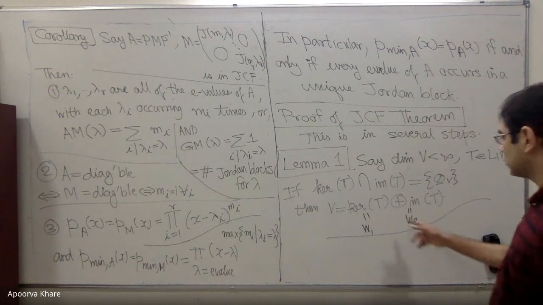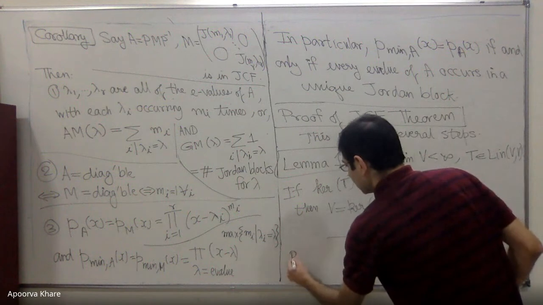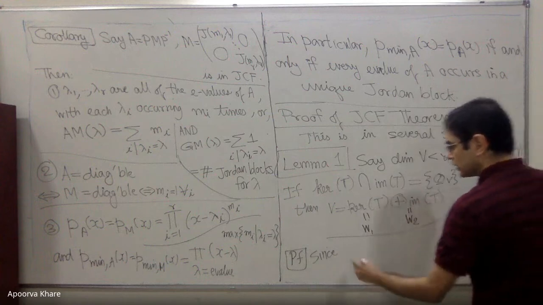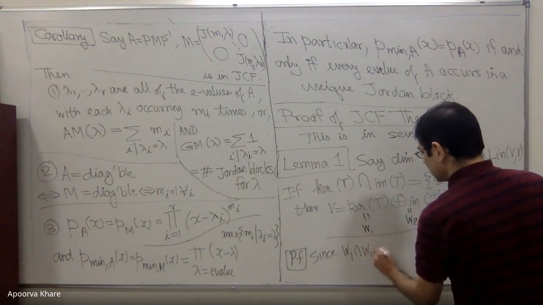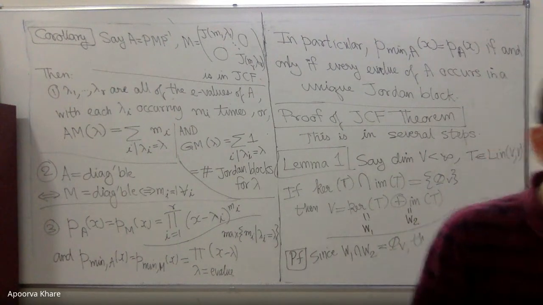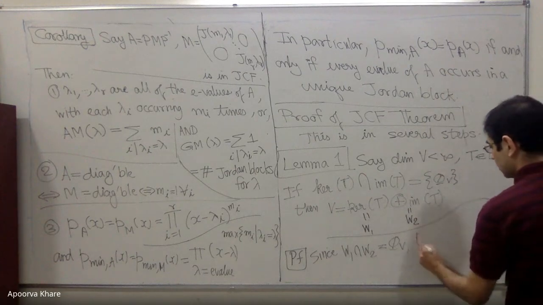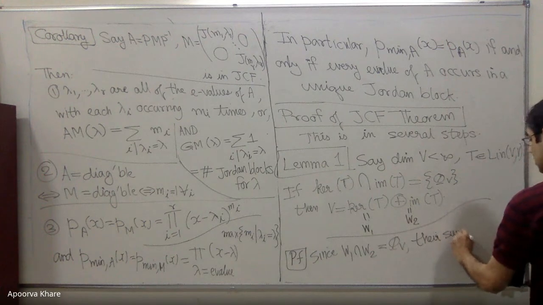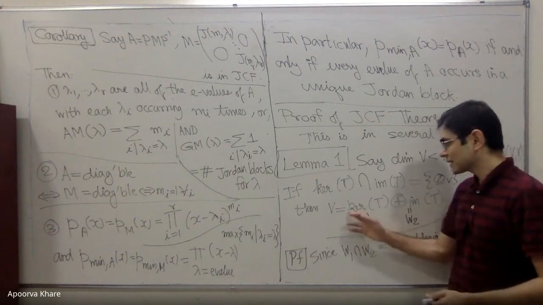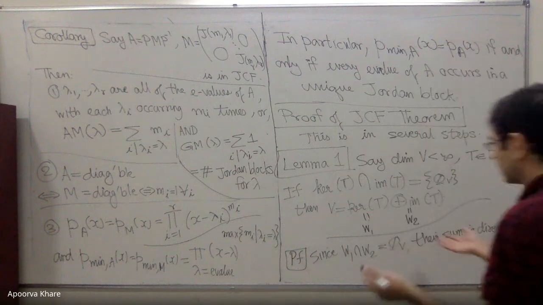So the first thing is, if you have two subspaces which intersect in 0, then their sum is direct. So, proof. I'll just call W1 this and W2 this. Since W1 intersect W2 equals 0, their sum is direct. And of course, this direct sum is a subspace of V. We want to prove it equals V. Why is it equal? Okay, so let's calculate the dimension.